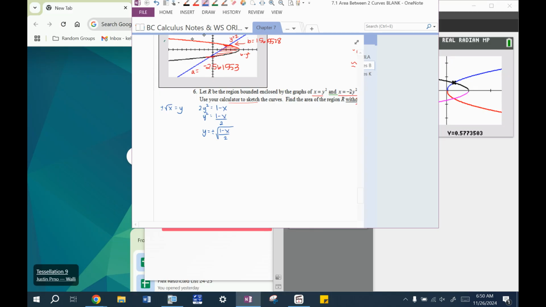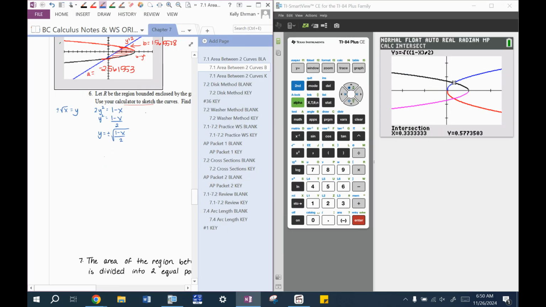So let B be equal to 0.577353, and A will be the intersection between red and pink. So there's red, and there's pink. And that's negative 0.57735.